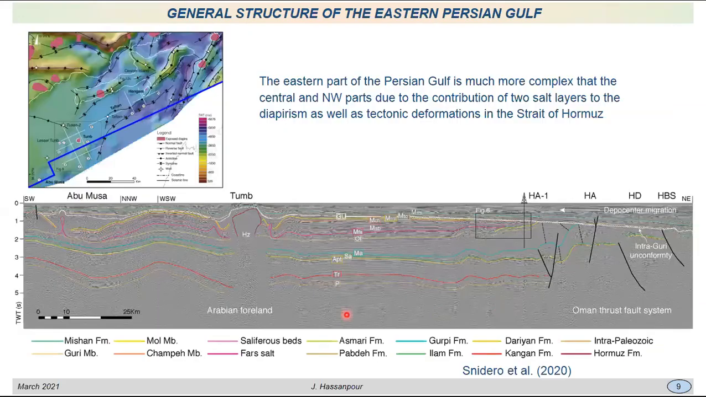But the eastern part of the Persian Gulf is much more complex due to the presence of two salt layers. The deeper one is the Hormuz Salt, at somewhere around these levels, and the shallower one is the Fars Salt, which is here, both forming salt structures. In addition, toward the easternmost part of the area, we can see a lot of faults leading to the uplift of this part of the basin and extensive erosion. But I'm not going to talk about these structures.